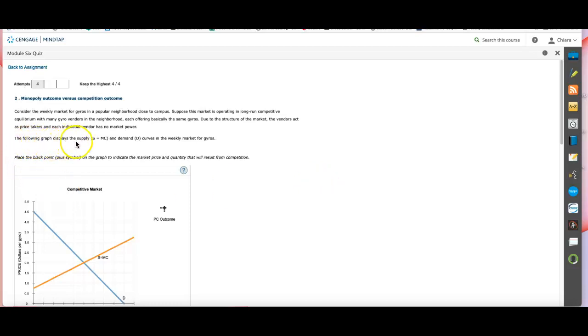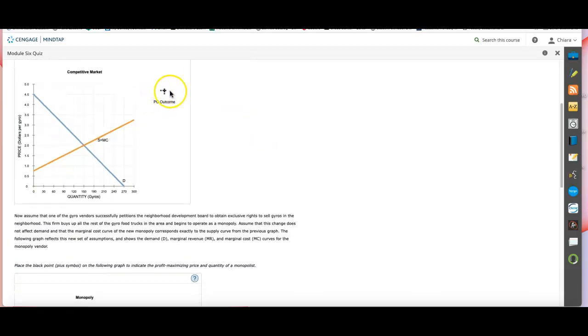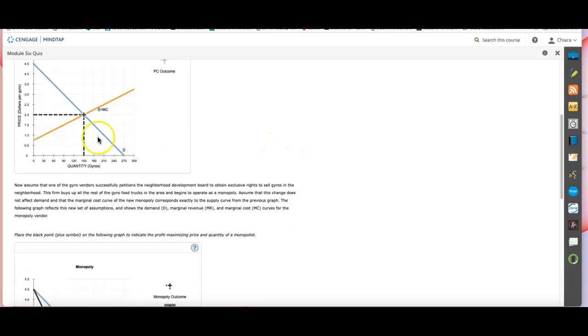The following graph displays the supply, where the supply equals the marginal cost curve. And we saw that in the long run, the supply curve is the portion of the marginal cost curve that is above the average total cost curve. And the demand curve in the weekly market for gyros. So this is the market, the whole market's demand and supply equilibrium. Place the black point on the graph to indicate the market price and quantity that will result from competition. So nobody has market power. The price and the quantity is literally what we have learned with supply and demand equilibrium, where supply intersects the demand curve. So we're going to place it there.